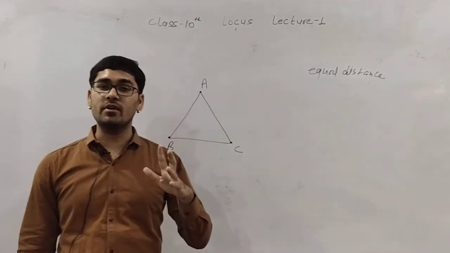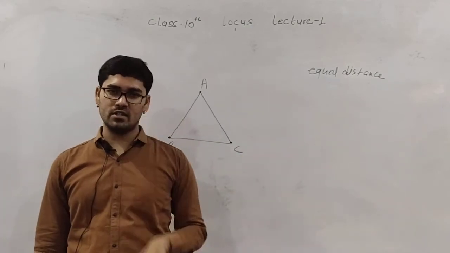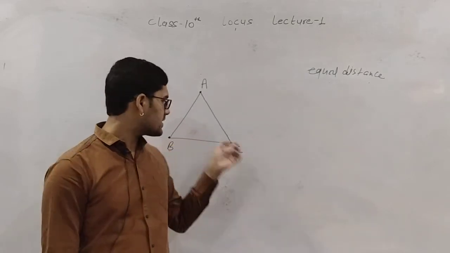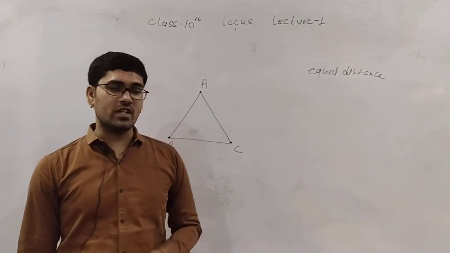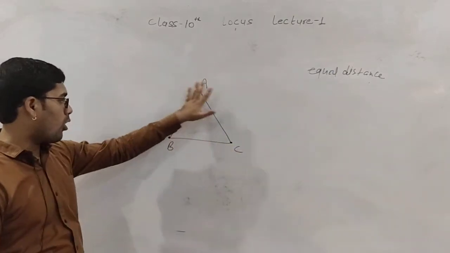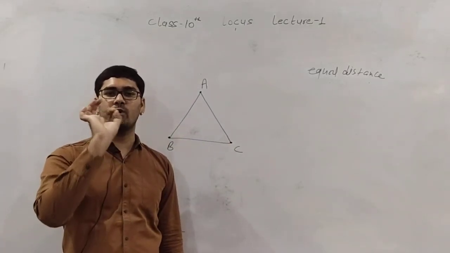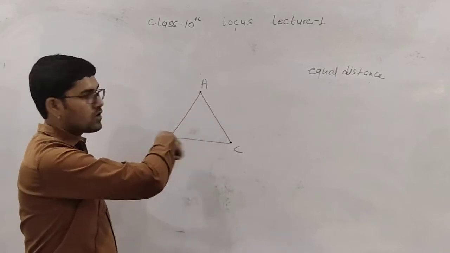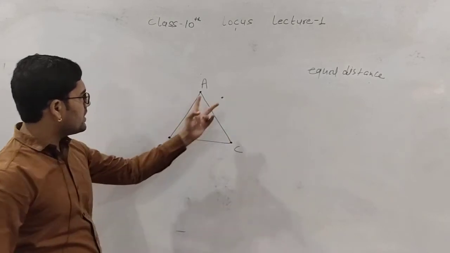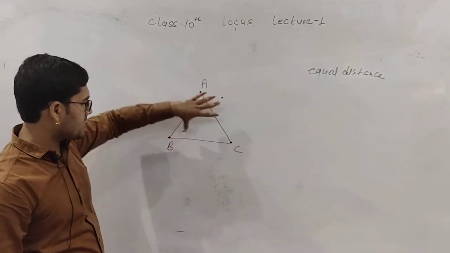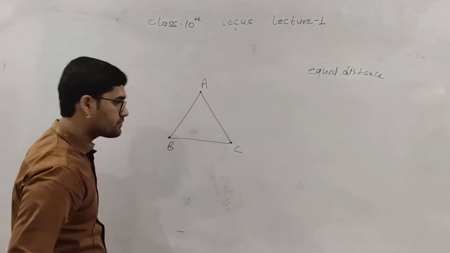What I really mean by finding the locus is that I want to obtain a point, or maybe many points, but in this case only 1 point we can get. I want to obtain a particular point, a particular location, which is at equal distance from all these points. Suppose that I have drawn a point here. Is this distance and this distance equal? Absolutely not. So this is not the locus.